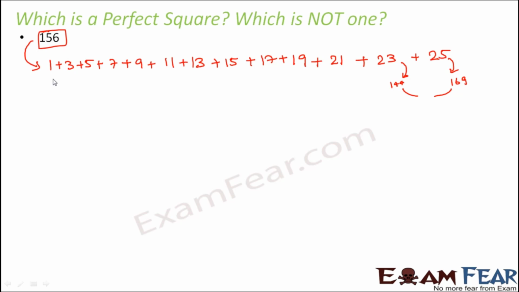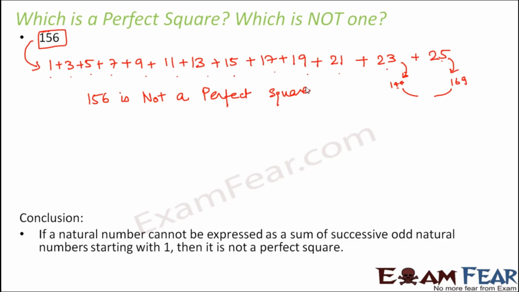But in this case, we are not able to write 156 as the sum of first n odd numbers, because if we count the number of odd numbers: 1, 2, 3, 4, 5, 6, 7, 8, 9, 10, 11, 12. So if we take 12 odd numbers, then the sum of 12 odd numbers is 144. If we take 13 odd numbers, then the sum of 13 odd numbers is 169. But we want 156. This means that 156 cannot be expressed as the sum of first n odd numbers. Therefore, 156 is not a perfect square. So the conclusion here is, if a natural number cannot be expressed as a sum of successive odd natural numbers starting with 1, then it is not a perfect square.